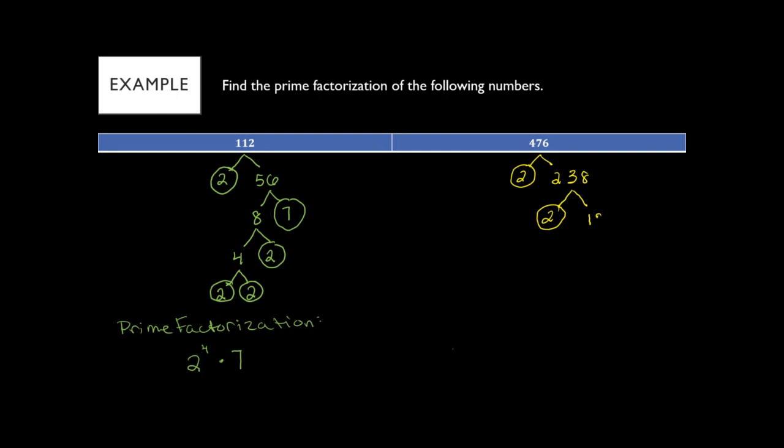So this gives me 2, and then I have 119. Now, 119, I don't know what goes into that. I think it might be prime, but we need to check. So it doesn't end in a 0 or a 5, and it doesn't end in an even number, so I can't divide it by 2 and I can't divide it by 5.